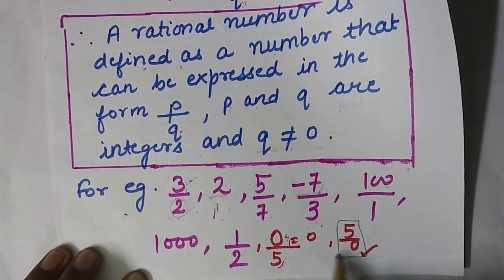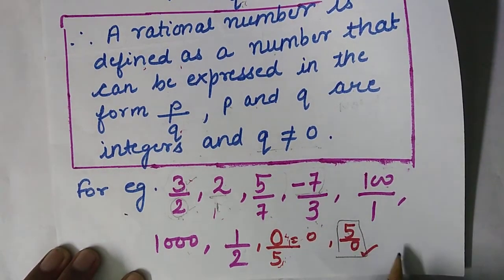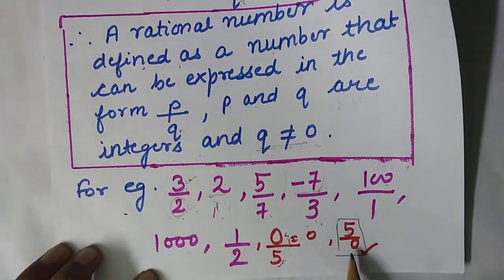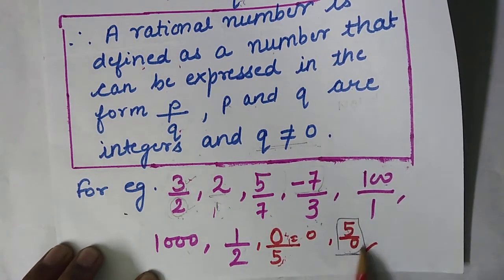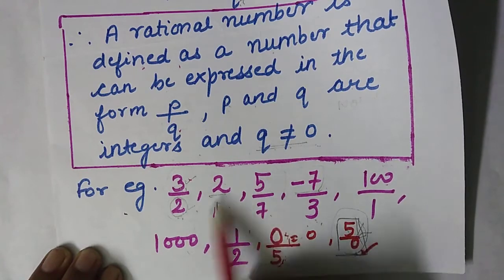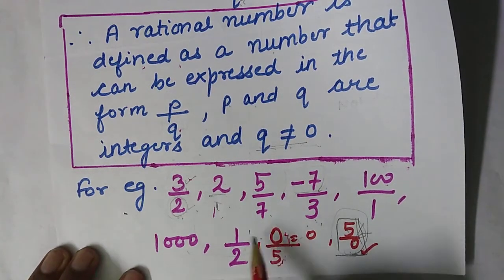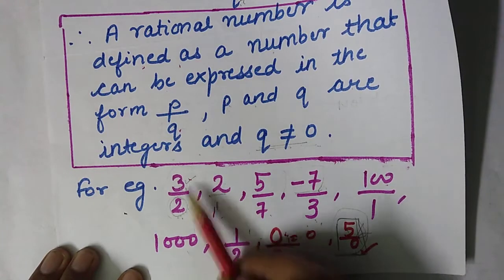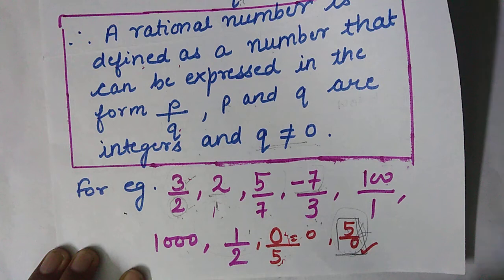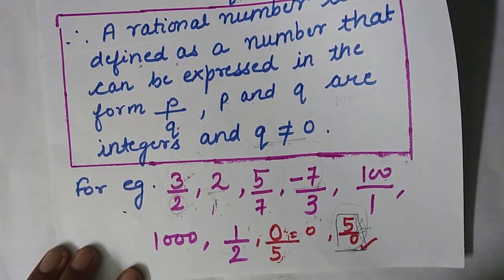This is not a rational number: 5/0, because it does not satisfy the definition of a rational number. We have in the definition that the denominator should not be equal to 0, and here the denominator is 0. So this is not defined, and this is not a rational number. All these other numbers are rational numbers. The numbers which can be written in the form P/Q, where P and Q are integers and the denominator is not equal to 0, are known as rational numbers.